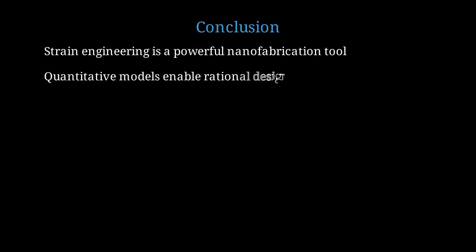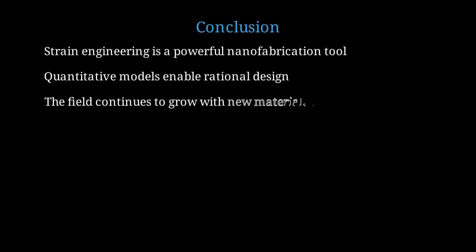The quantitative models we discussed enable rational design of rolled structures. Rather than trial and error, experimentalists can predict the required material parameters to achieve desired tube dimensions. The field continues to expand with new material systems and applications. From the original InGaAs and GaAs system studied by Prinz, the concept has been extended to encompass a wide variety of semiconductors, oxides, metals, and hybrid structures.